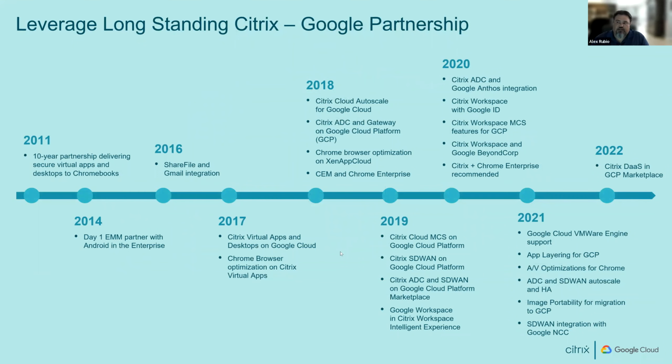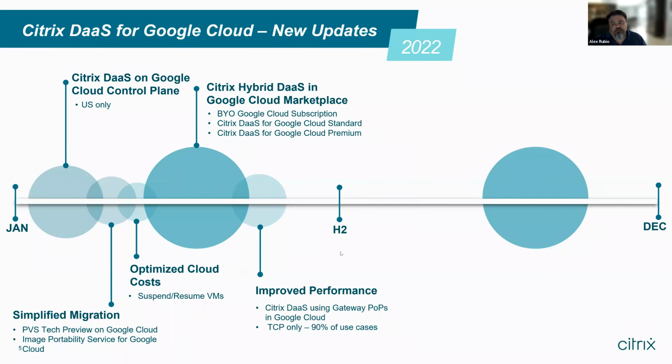So just a little background on our Citrix Google partnership. As you can see, we've been working together for over 10 years now in a lot of different areas of Citrix. We have a great relationship with the Google Chrome team with Chromebooks and Chrome OS. Right now we're working a lot on our Citrix DaaS solution. If you see all these different areas of integrations that we've done in the past, what I really want to dive into is some of the things that we've done this year.